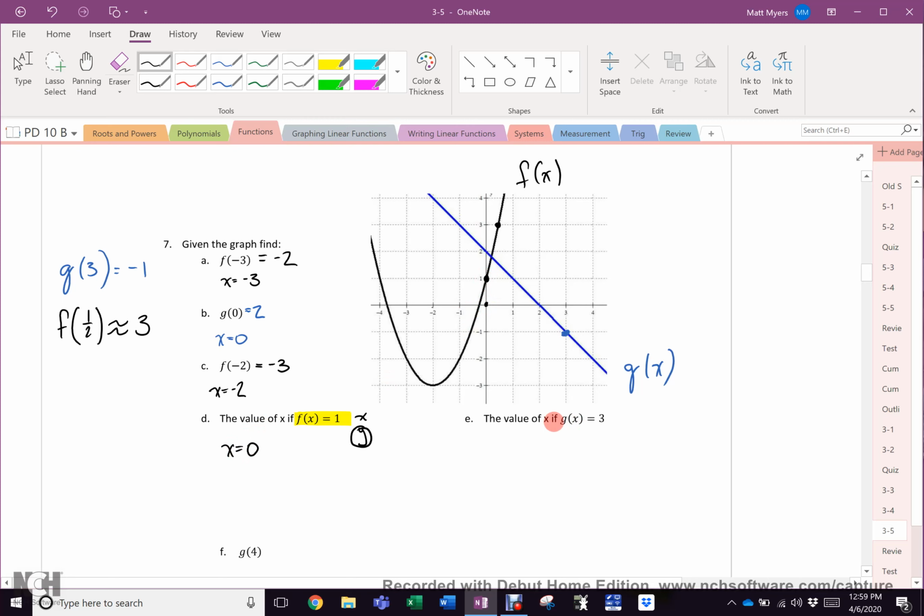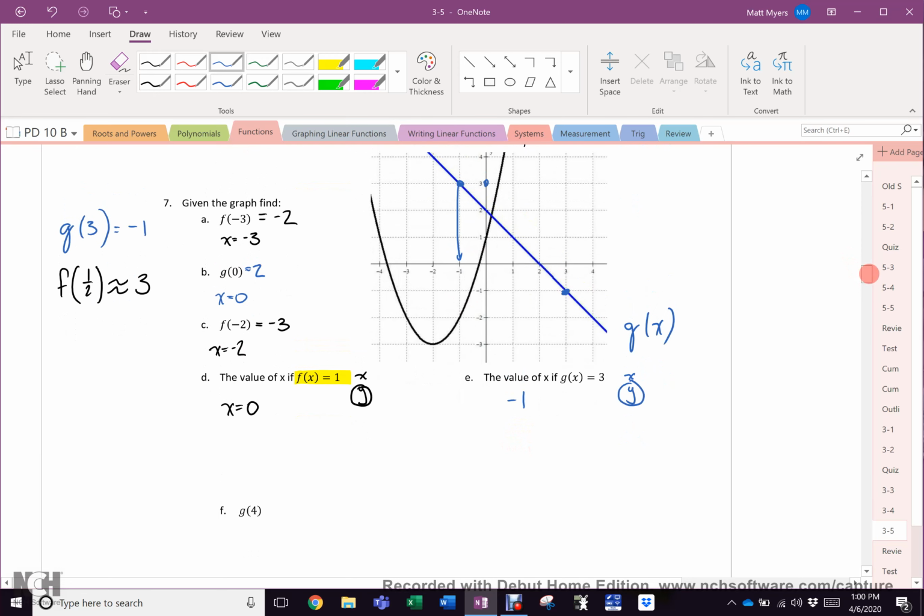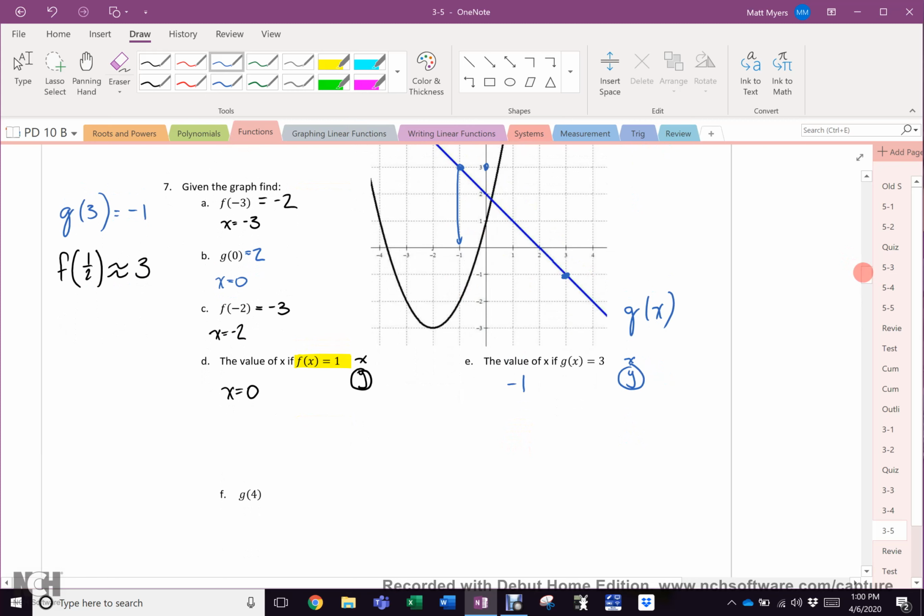Now, g of x equals 3. We've already done the g of 3, but this is the g of x equals 3. So if this is an x or a y value, which is it? Again, it's a y value. So I go up to 3, and I find where the blue line is. It's right there. So I check, and it's -1. And this time, g of 4, that is an x value. So I go out to 4 and down, and I find the g of 4 equals -2.